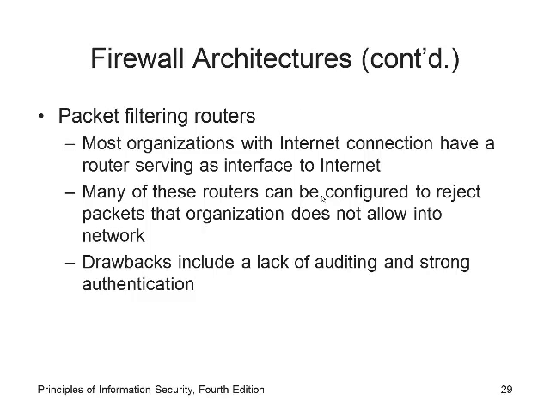Packet filtering routers. It says most organizations with internet connections have a router serving as an interface. That's exactly what we have, well, at least for the network upstairs. I think Rowan State might have a firewall on the outside, but I'm not positive. Many of the routers can be configured to reject packets they do not allow into the network. This includes a lack of auditing and strong authentication.